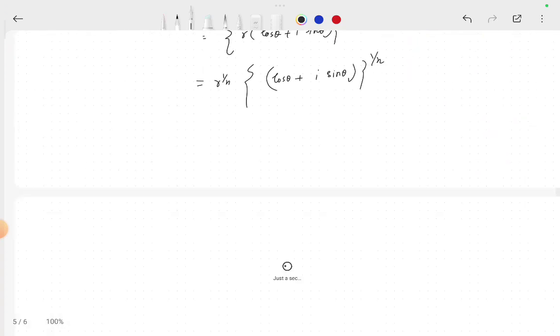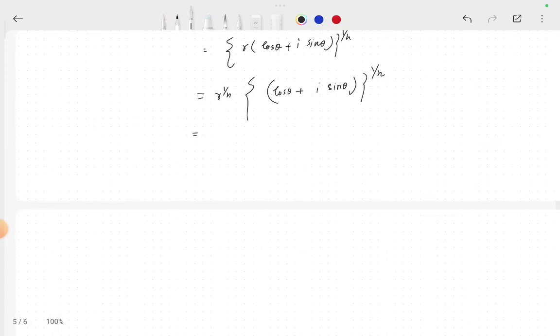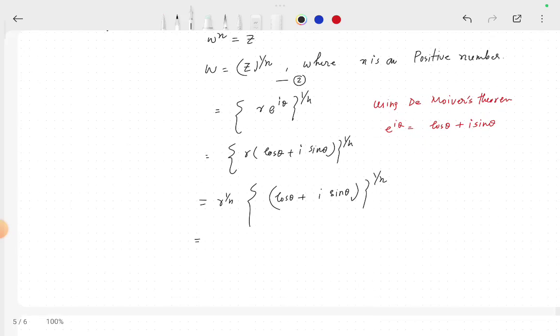Now the main concern is how to write the second part, the cos theta plus i sin theta part. That is again a very important rule. No, sorry, this is not de Moivre's theorem. That is basically Euler's formula. I'm sorry, this is Euler's formula, using Euler's formula.